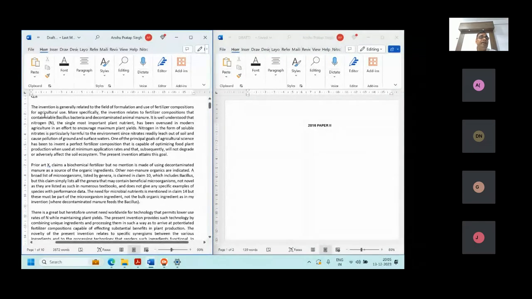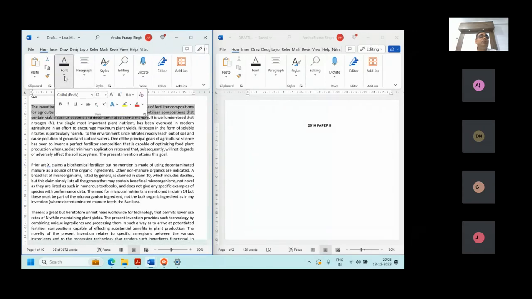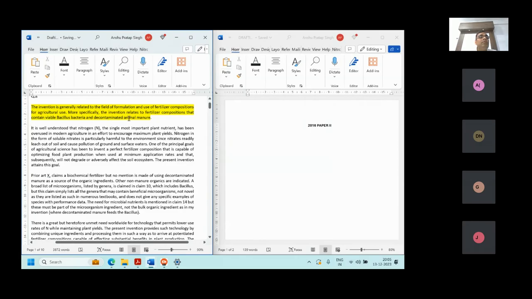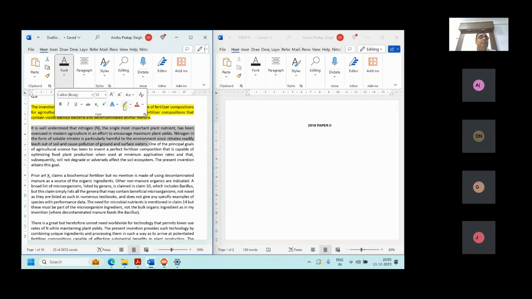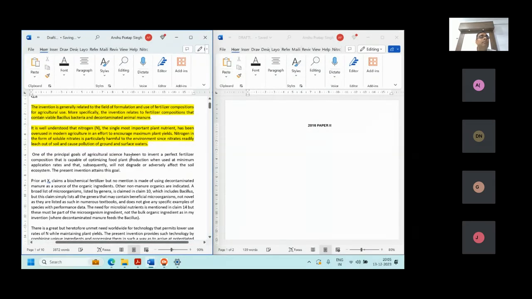See, we started reading the paper. The invention is generally related to the field of formulation and use of fertilizer composition for agricultural use. More specifically, the invention relates to fertilizer that contains. What are we getting from this line? Field of invention. Correct. Now, it talks about nitrogen, the single most important plant nutrient, which has been overused in modern agriculture. What are we getting here? Problems. Background of the invention. Yes, the problem statement: this is the problem which you are finding.